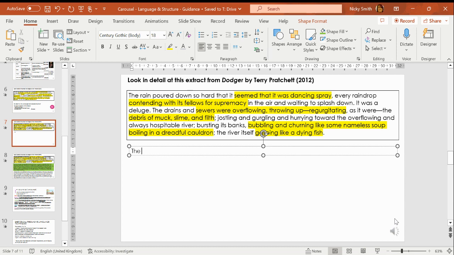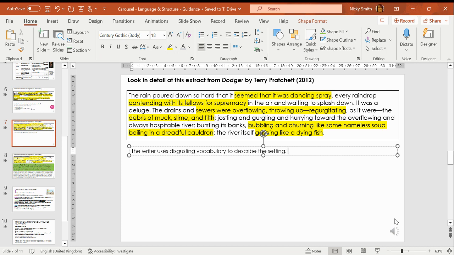So I'm going to pretend that I don't know any features here and show you how you can still make it effective. So the writer uses disgusting vocabulary to describe the setting. Always start with a point. Even if you don't use PEARL or PEAL, always start with a point. Never start with a quote.